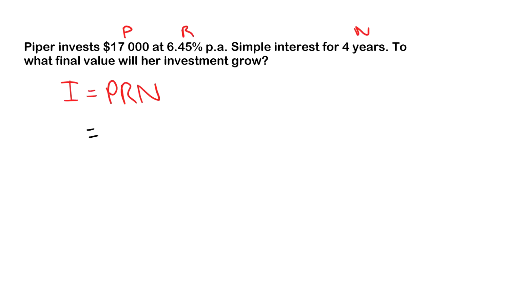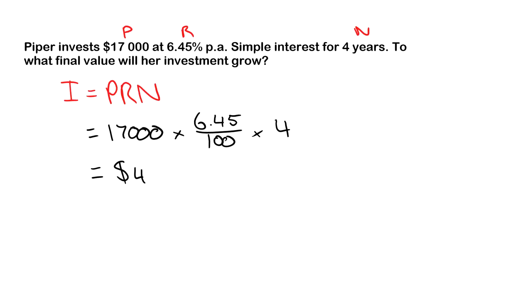I know my principal is going to be 17,000 times my interest rate. Now there is a trick here. We don't like to put 6.45 there. We actually put 6.45 over 100 because we want it as a decimal, not a percent, unless you use the percent button on the calculator. And then we also times it by how long we're investing, so 4 years. You put that all in your calculator and you'll end up with 4,386 interest. That's how much Piper is going to make.